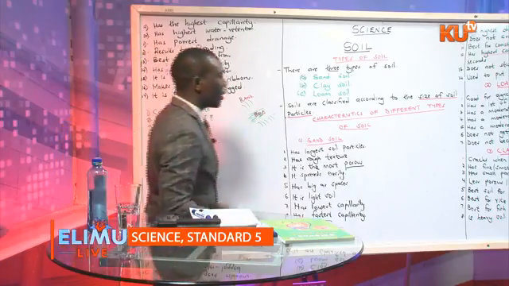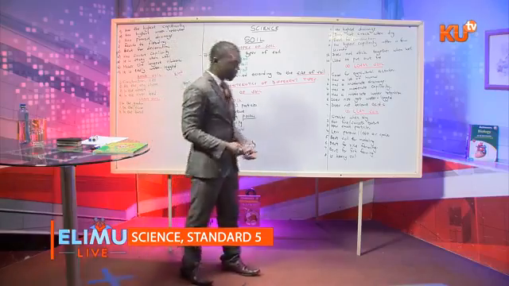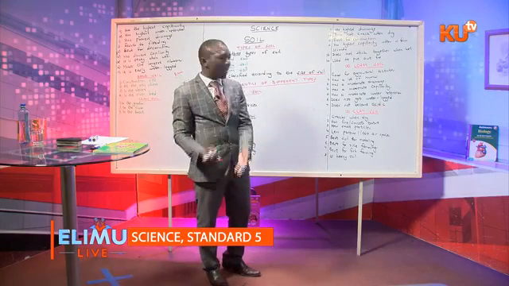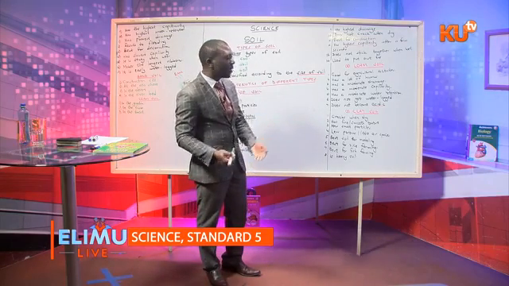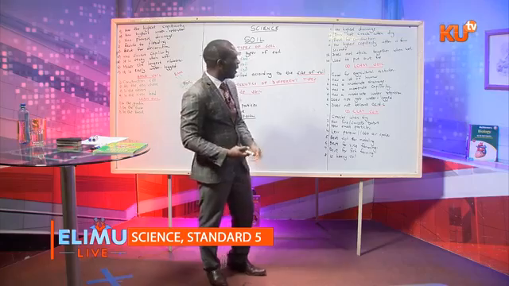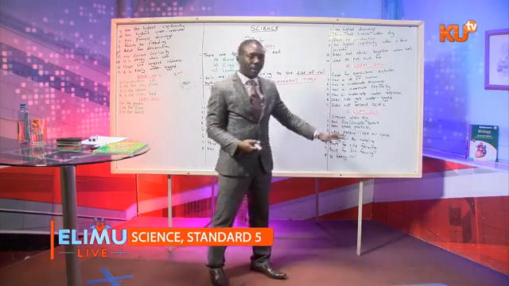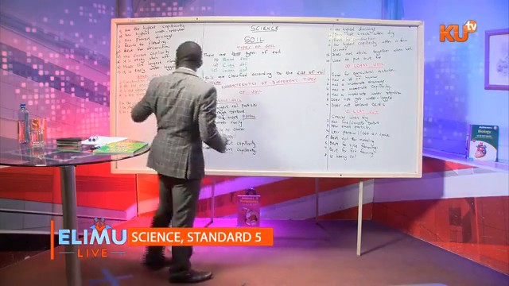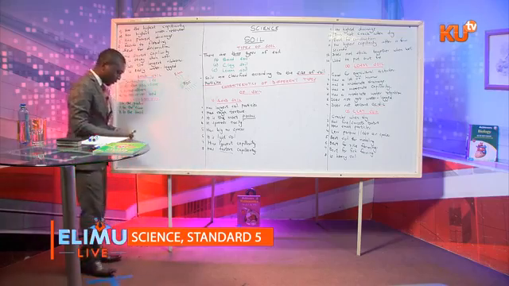Why? Because in the forest, we have trees there. These trees, their leaves fall down, and when they fall down, they decay or decompose, and they form what we call humus, and this humus qualifies it. So the type of soil that is found in the forest is loam soil.